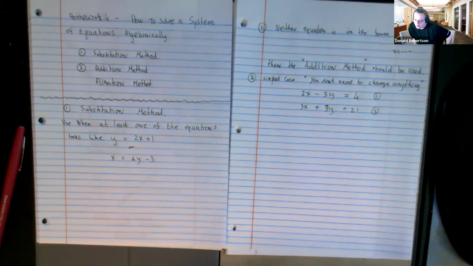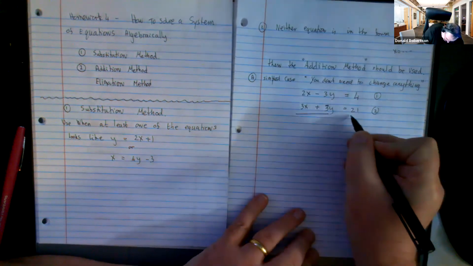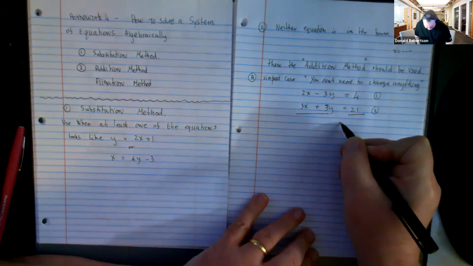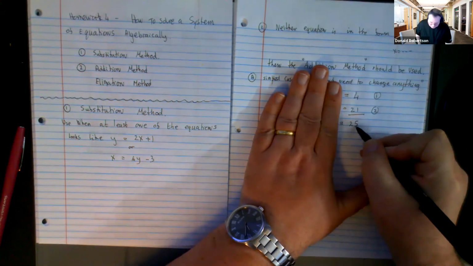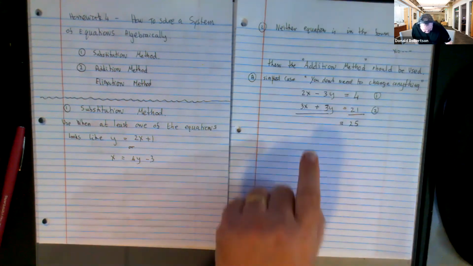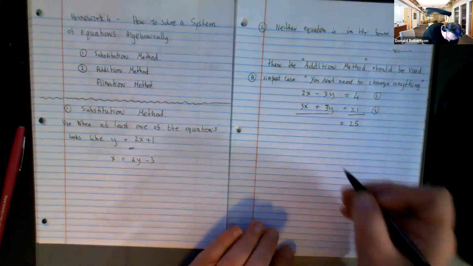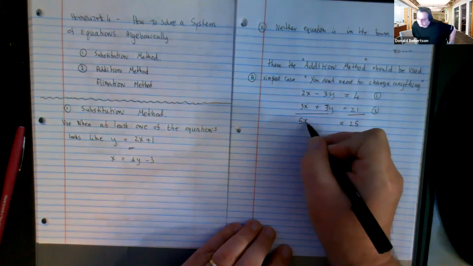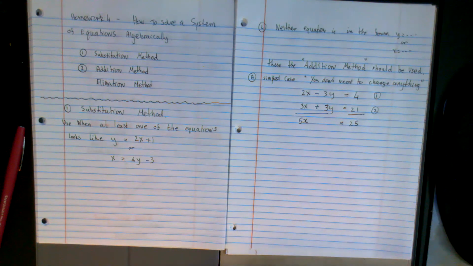You are allowed to add equations together. So if you draw a little line and another little line, and you put an equals in here, you add these two together, you get 25. Now, if you add this equation, which is 2x, to this equation that's got 3x, would you agree that when you add them, you get 5x? What do you get when you add or combine negative 3y to a plus 3y? 0. They cancel out.